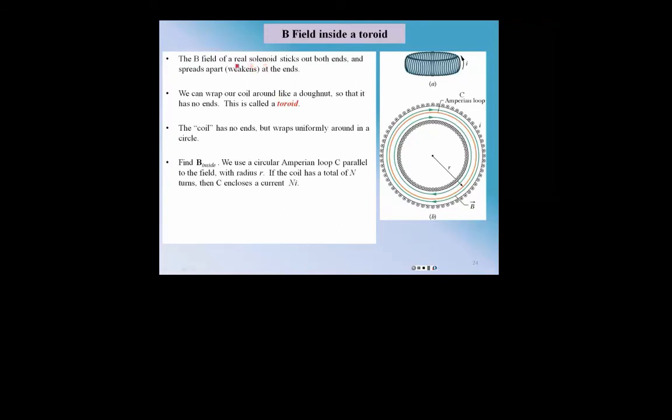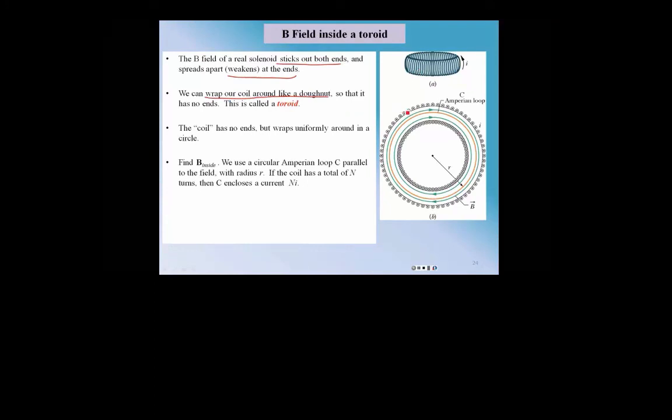Another simple case is inside a toroid, a real solenoid that we were looking at before. The B field sticks out both ends and spreads apart and weakens at the ends. One way to avoid that is to bring the ends together. And what we mean by that is we wrap our coil around like a donut, as shown here. It has no ends, and we call that a toroid.